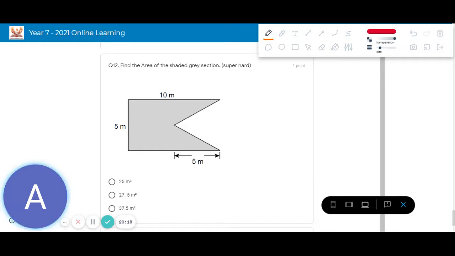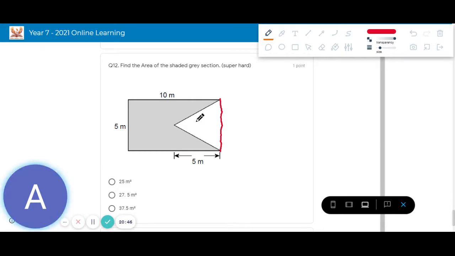Okay, here's another super hard question. Now we can see that our larger shape here is a rectangle. That makes a nice rectangle. We can just imagine that there's another side here. And if we were to find the area of that rectangle, then it would be quite easy to find the shaded section. All we'd need to do is subtract the area of this triangle here.